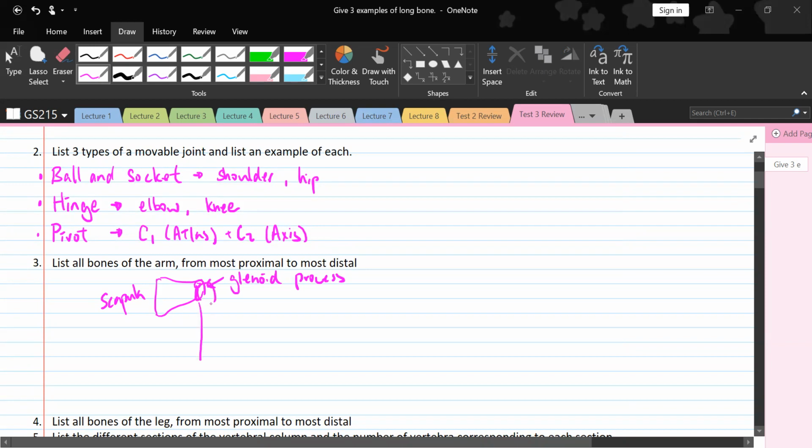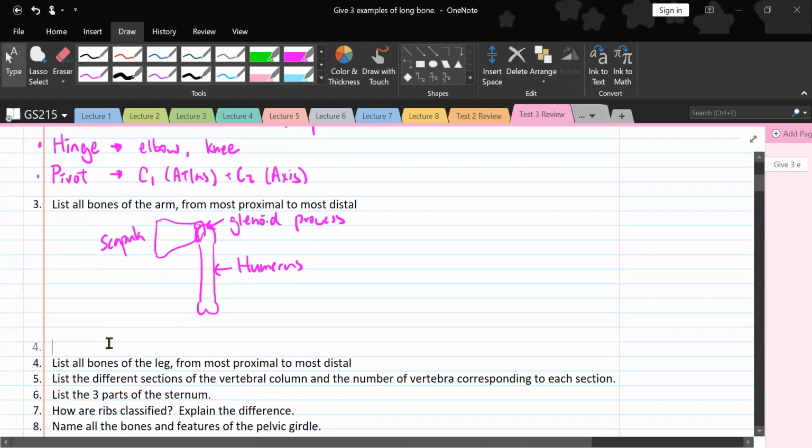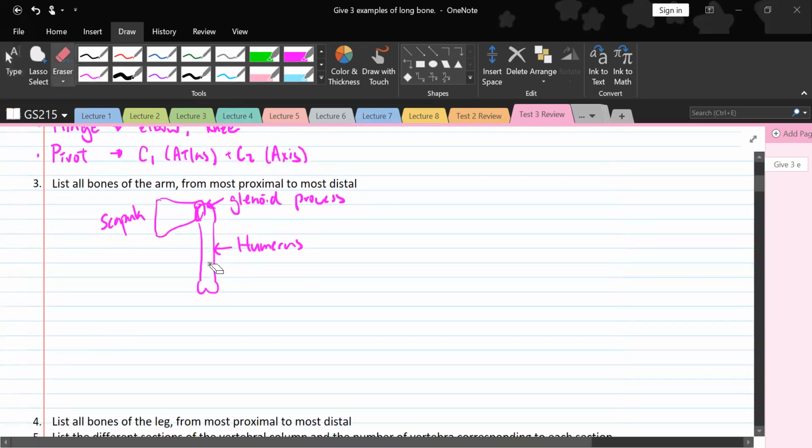And there is going to be your humerus. Okay. And distal to the humerus would be 2 bones. Okay, so the one that is on the lateral side, the one that is further away from the shoulder, that would be the radius. And the one that's closer to the midline, that will be the ulna.